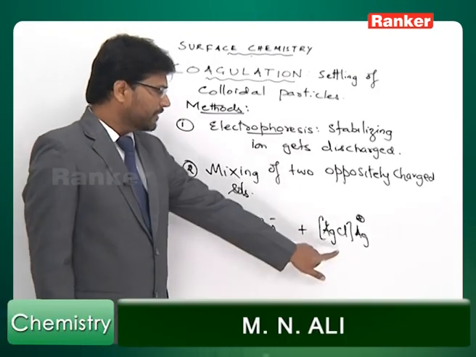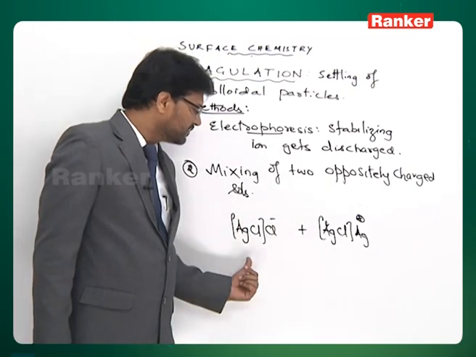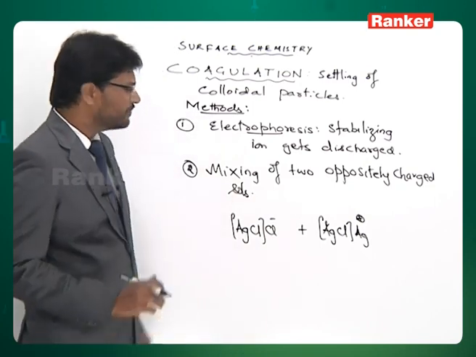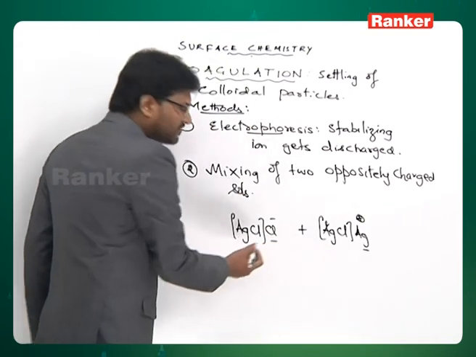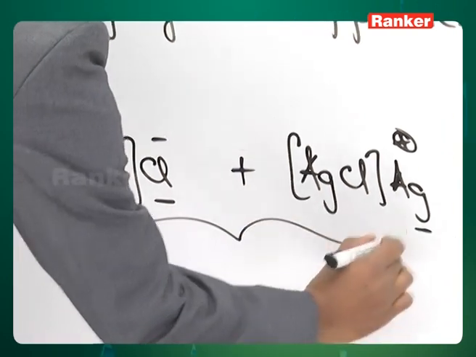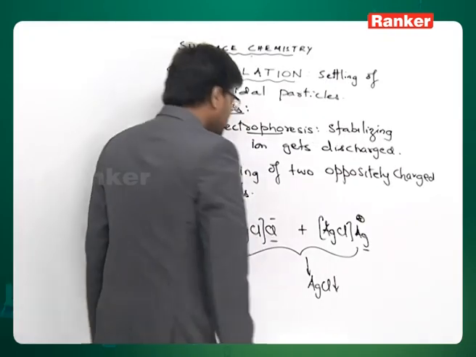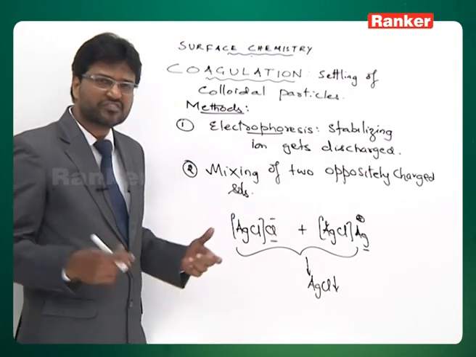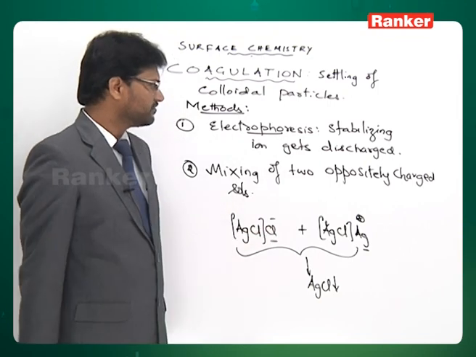We prepared this by adding silver nitrate and KCl. We took excess of AgNO3 in one case, and in the other case we used excess of KCl. Now, if I mix these two colloidal solutions in equimolar ratio, then the stabilizing ion of this and the stabilizing ion of this will combine, and it will lead to formation of a precipitate of AgCl. So, when oppositely charged colloidal solutions are mixed in equimolar ratio, they cause mutual coagulation. This is another method of coagulation.